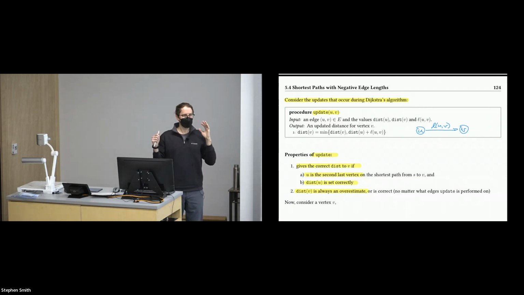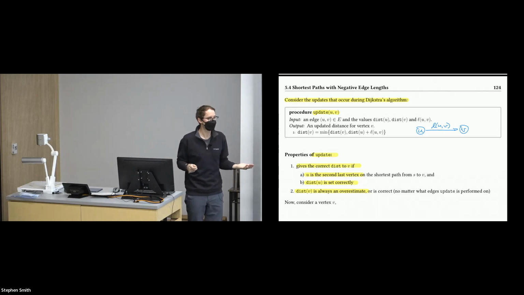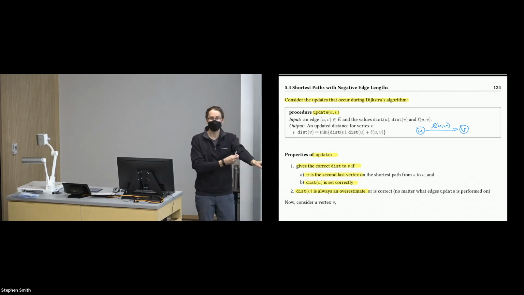And so the reason that's important is it basically means that doing updates on edges can never really hurt me. As long as I initialize them all to infinity and initialize dist S to 0, I could just go crazy, just perform updates on all the edges over and over again, and nothing can go wrong at least. They'll always remain an overestimate. And in some sense, that's exactly the algorithm that we're going to use for negative edge lengths.